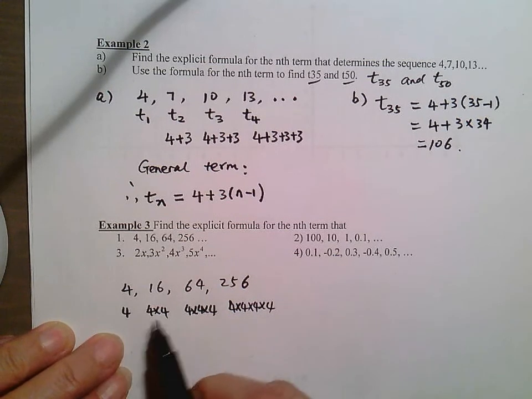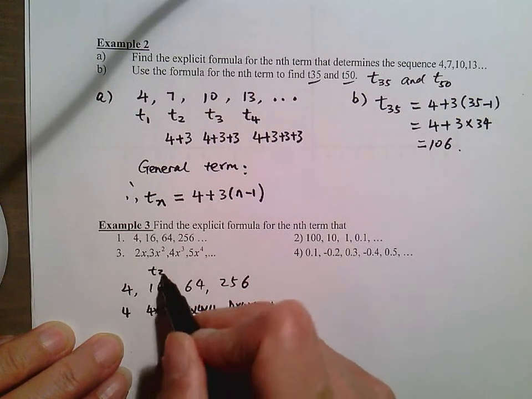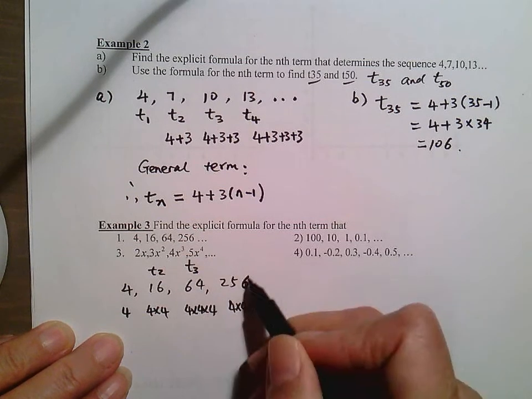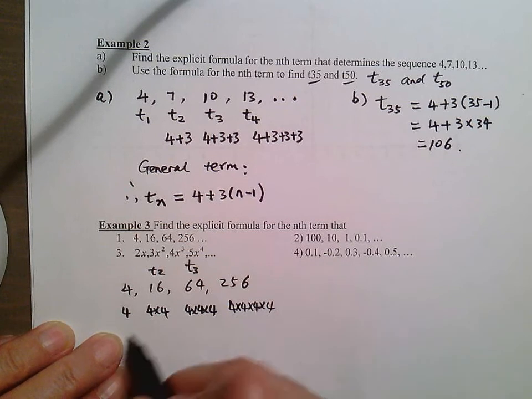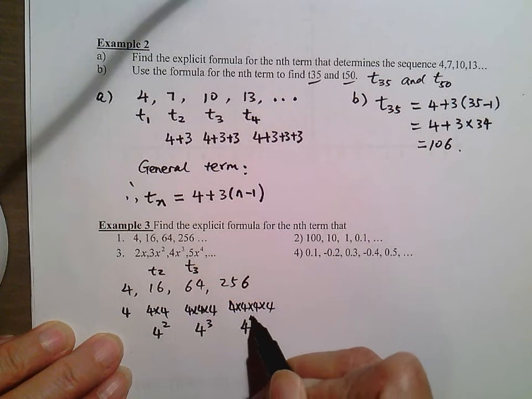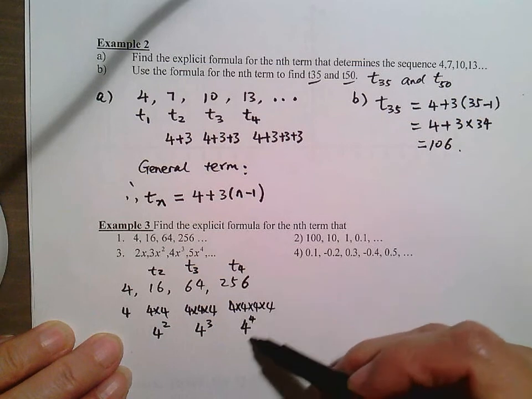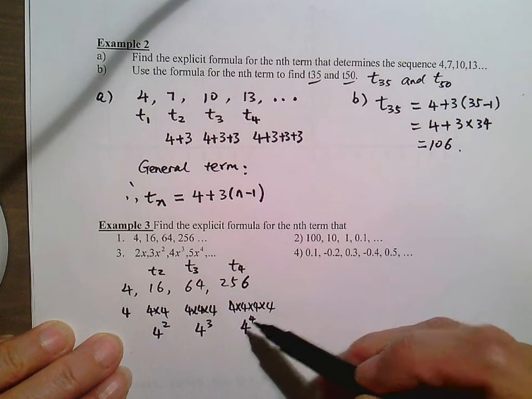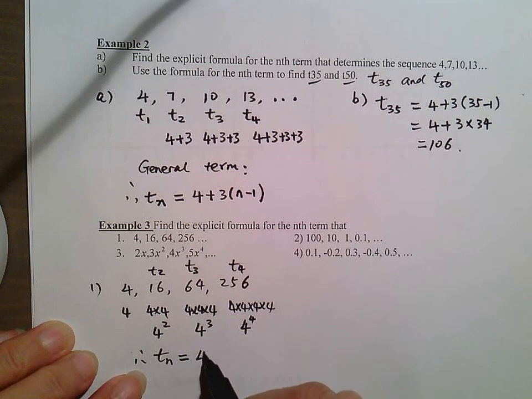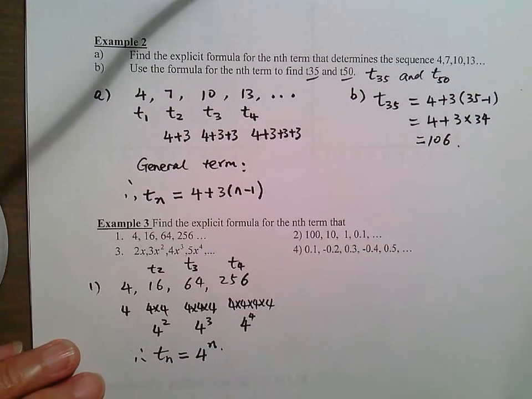Therefore, did you see how many 4s are multiplying there? For the second term, there are 2 4s. For the third term, there are 3 4s. For the fourth term, there are 4 4s. Therefore, you can write those as 4 to the 2, 4 to the 3, 4 to the 4. You can find that the term number is actually the exponent. Therefore, the nth term for example 1 is 4 to the n. You can verify, but this case is very straightforward, right?